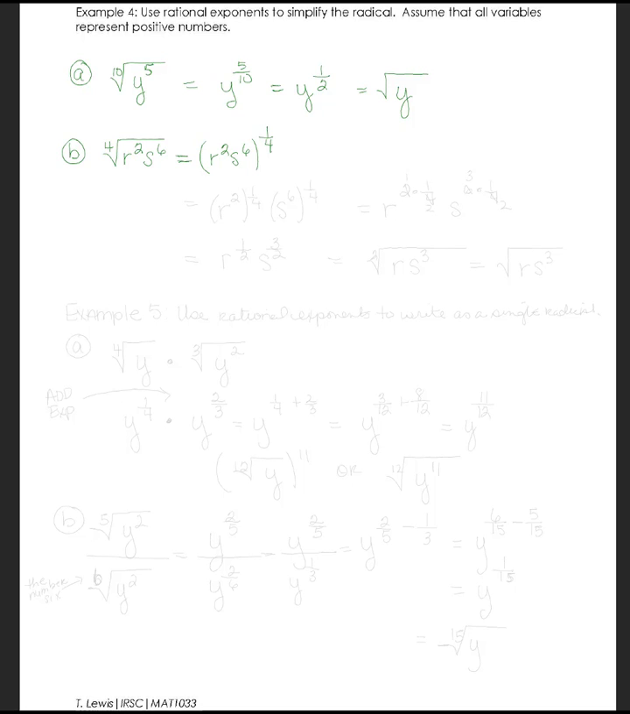I'm not sure if you have one like this in your MyMathLab, but I want to do it. All right, so let's simplify. All we did was convert this radical to a rational exponent. That was it. Nothing else. Now it's asking us to simplify it. Now we're going to go back to what we know about rational exponents.